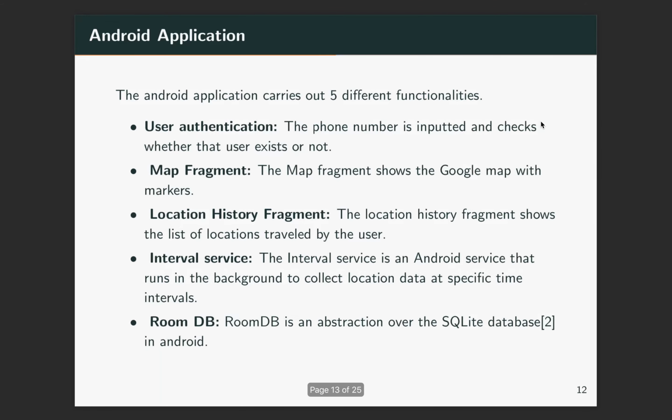And for the Android application, we have five different functionalities: the user authentication, the map fragment, the location history fragment, the internal services, and the Room DB. The internal services basically run as an Android service which collects location data at every specified time, and this data is stored in Room DB and also given to the location history fragment and the map fragment, which is the majority UI part, which shows the location data as a map or a timeline.